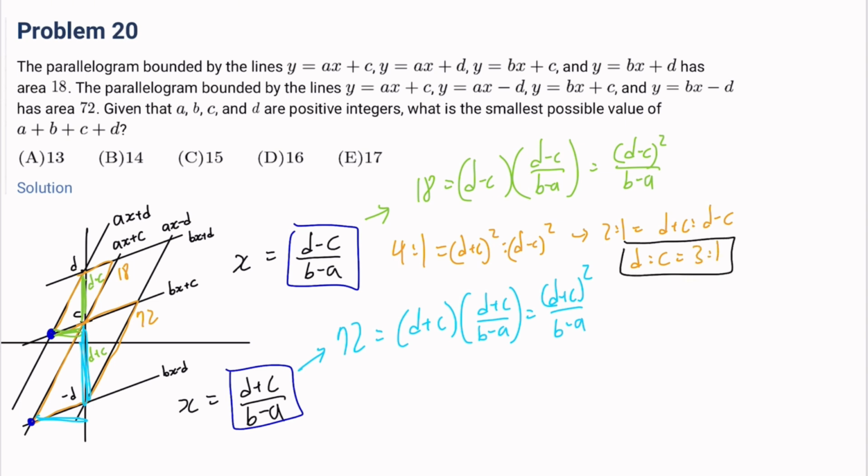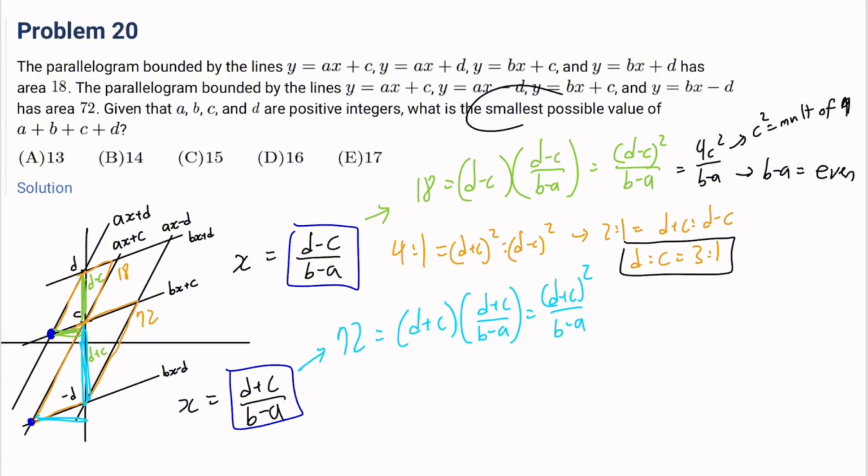And so since d minus c squared, that will be 2c squared. That's 2c squared, which is 4c squared over b minus a, right? But then since this is 18, that means that b minus a is a multiple of 2, right? That just means that it's even. B minus a is even. It must be a multiple of 18, so c squared must be a multiple of 9, right?